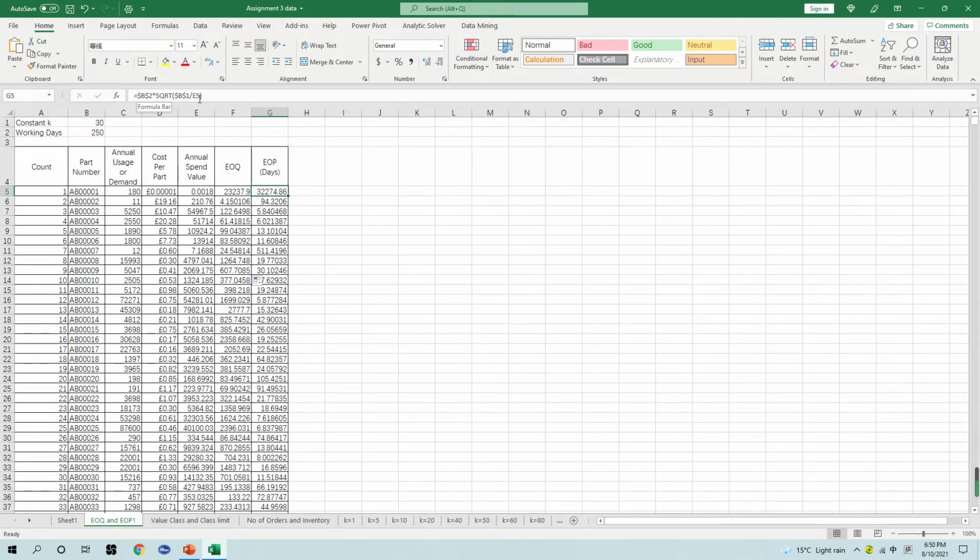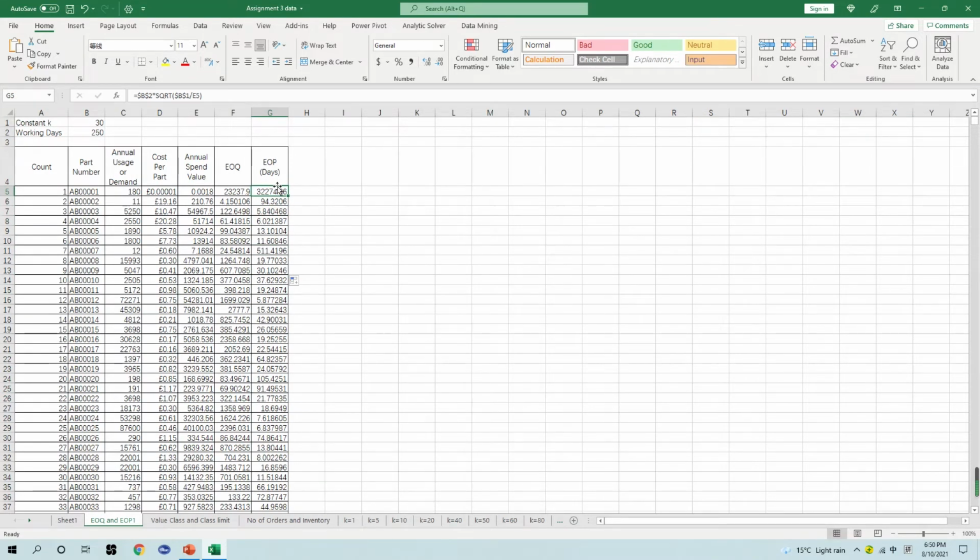As you can see, we have these 250 total working days, and we're gonna be multiplying by the square root of K. We have K already, and then we have already calculated this annual spending value. So just use this to calculate everything as it is shown here, and then you drag all the way down to make sure all the 200 items are being calculated the same way.